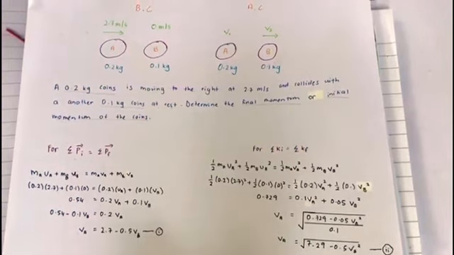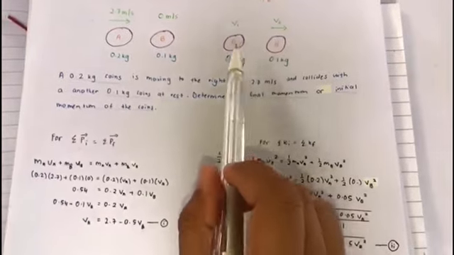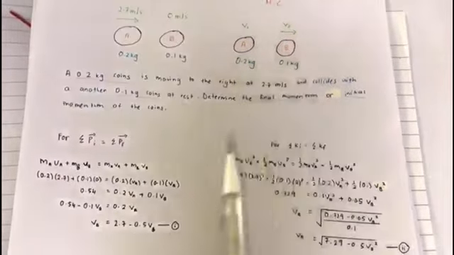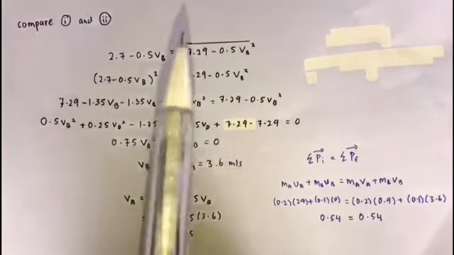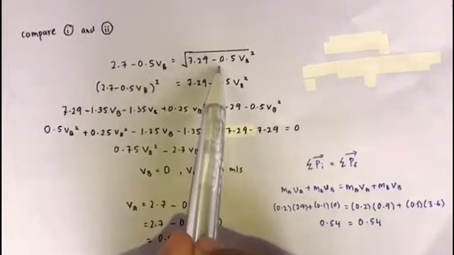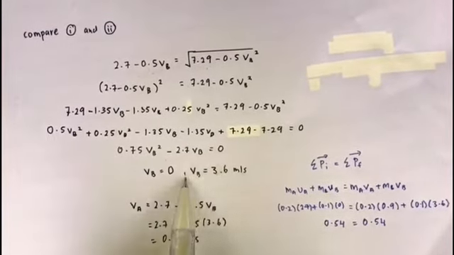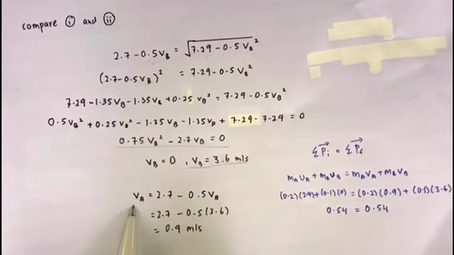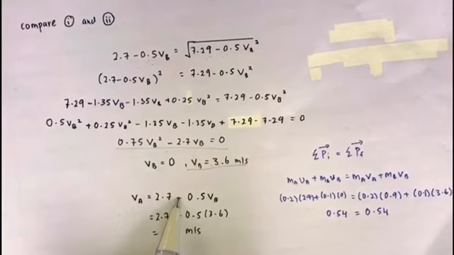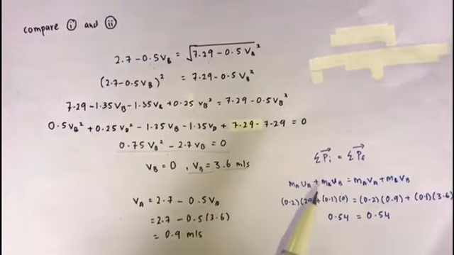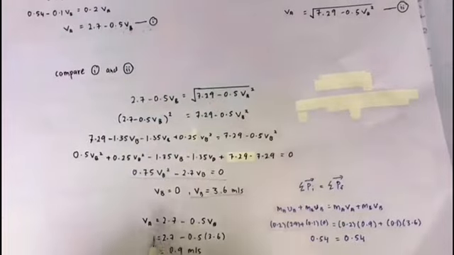After that, by using these two formulas to find the final velocity for coins A and coins B, you will get two equations. After you get the two equations, you must compare and solve the equations until you get the value for the final velocity of coin B. For the final velocity of coin A, you can use equation 1 or equation 2 and you will get 0.9 meters per second for VA.